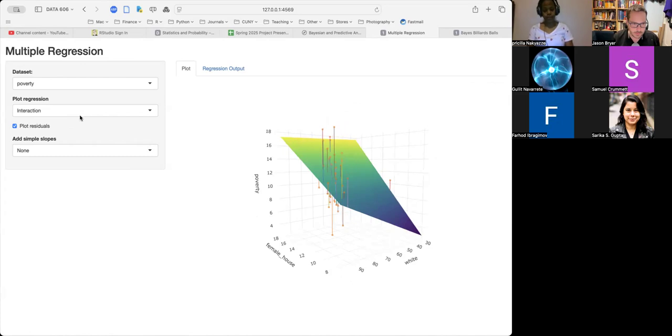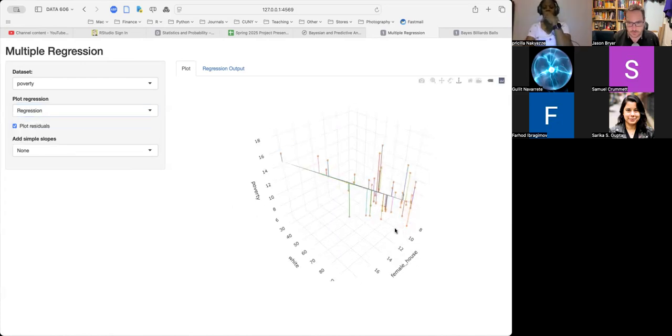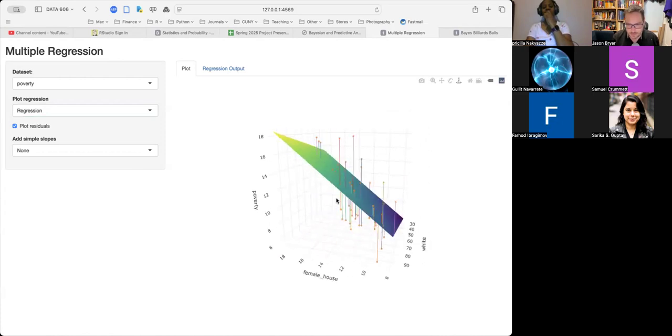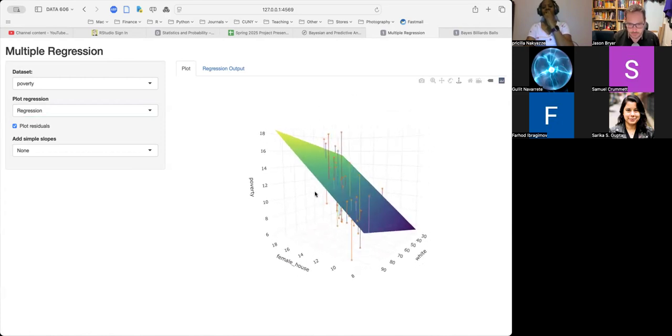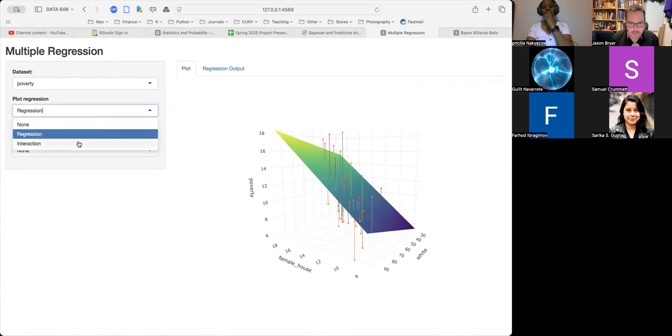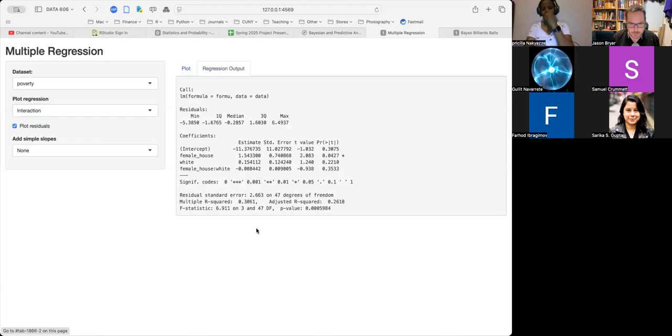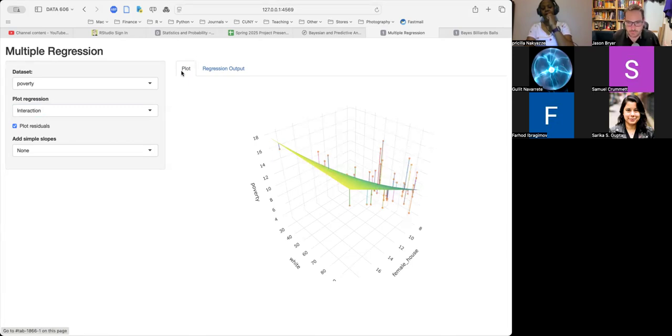So this is actually, let me go back, right? If I look at the regular regression, this is what we were estimating, this plane. As these two things vary, we can see how poverty increases. Now, in this case, when I add in the interaction effect, notice how the plane doesn't really warp much, right? And that's because if I go over here and look at the regression output, the interaction term is not statistically significant. So that's to say that there's really no interaction between white and female household, right?